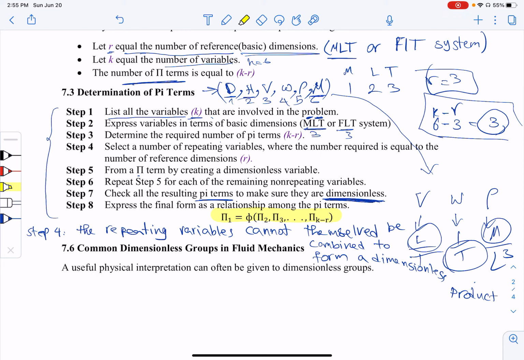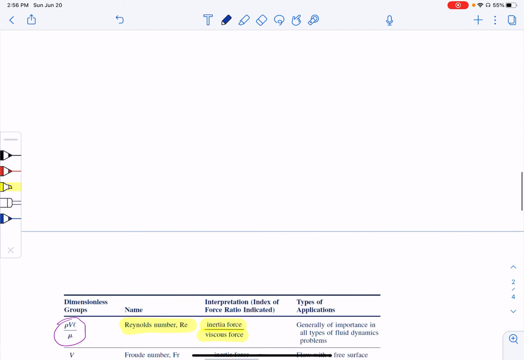For example, in this particular example, we have r as 3 and k as 6, and k minus r is 3. That means we are going to have 3 pi terms. So how can we express them and find a final form of a relationship among our pi terms? We're going to have pi 1 equal to a function of pi 2 and pi 3 in this question. So be careful about that.